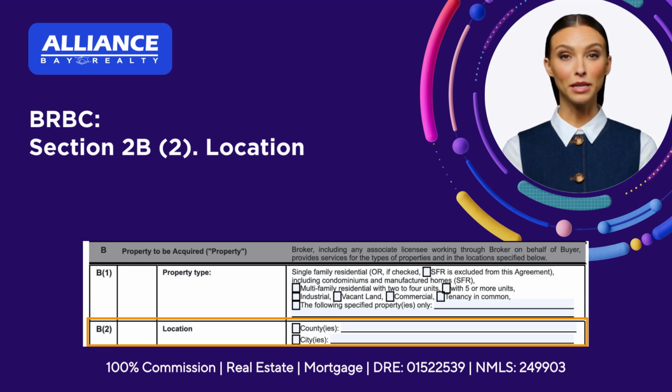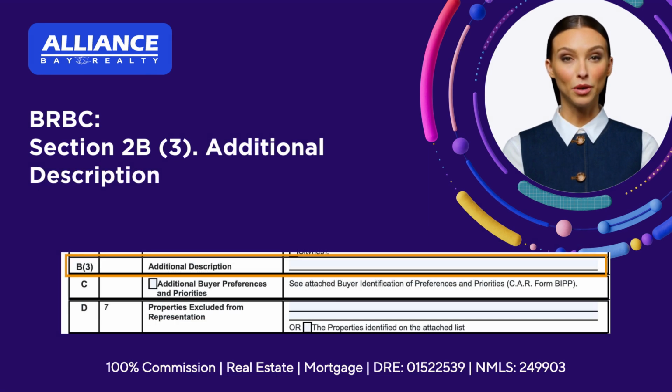In Section 2B2, we define where we're working. If your buyer is only shopping in Alameda and Santa Clara counties, write those in. If it's just the city of Fremont or San Jose, list those cities. The more precise you are, the clearer everyone's expectations will be.